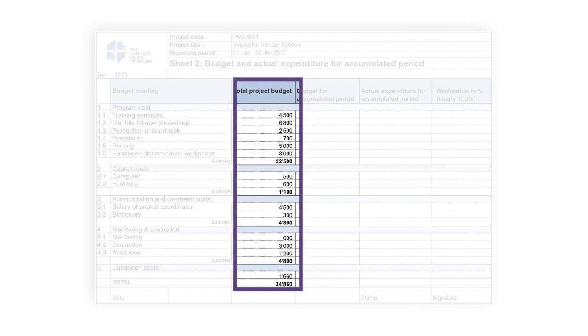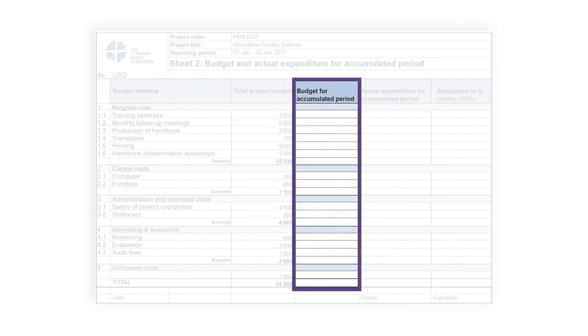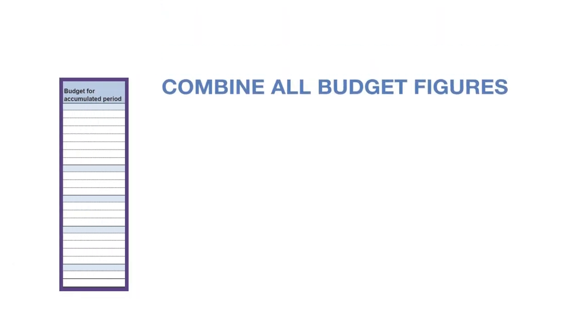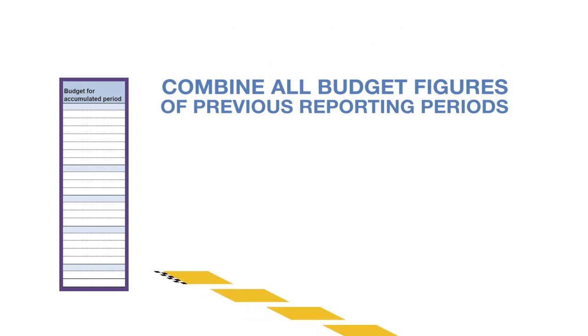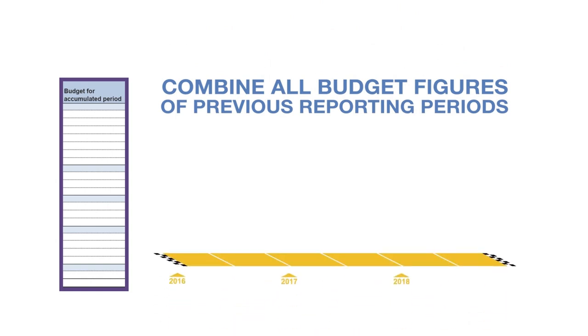3. Budget for accumulated period. This will combine all budget figures of previous reporting periods in your records. If, for example, you are in your second reporting period from July to December, you will include the total combined budget figure from January to December, reporting periods 1 and 2. If you were in reporting period 3, you would include the combined budget from periods 1, 2 and 3.